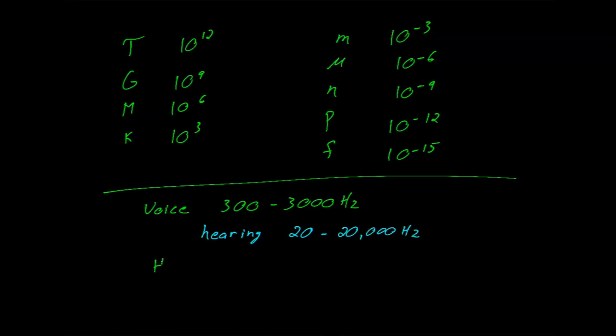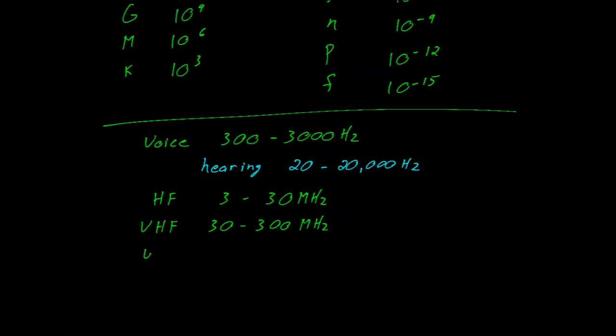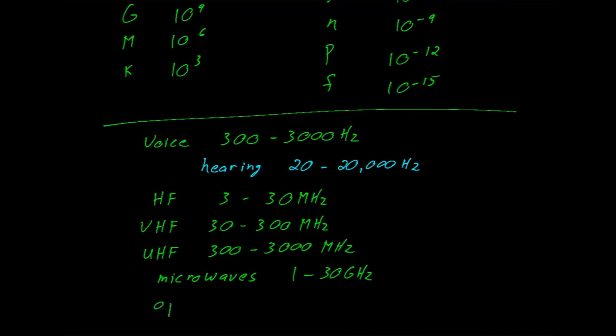We spoke about the HF band, which extends from 3 to 30 megahertz, the VHF, which is 30 to 300 megahertz, and the ultra-high frequencies, which are 300 to about 3 gigahertz. Much later on in the class, we'll talk about microwaves, which are generally defined as 1 to about 30 gigahertz. And we'll even talk about optics a little bit.